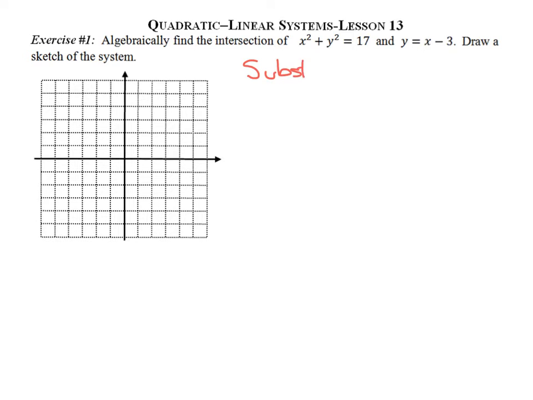So for the method of substitution, I want to start with the easier equation, the linear one, and be sure that it's in y equals mx plus b form. Since it is, I'm going to then take my value for y and substitute it into the other equation where I see a y. So this equation is going to become x squared plus the quantity x minus 3 squared equals 17. So I'm replacing the y in the circle equation with what y is equal to according to the linear equation. So our goal was to have an equation in terms of one variable that I'll then be able to solve.